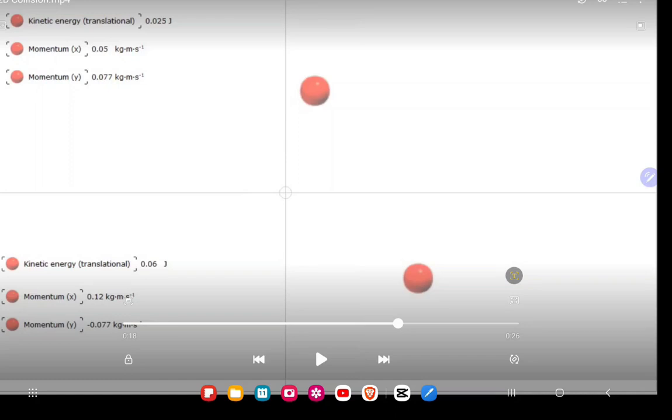Now, to work with this, let's see, this one moves this way and this one moves this way. So this is theta, and this is beta. To find the momentum in this case, we have to analyze the x component and the y component for each ball.